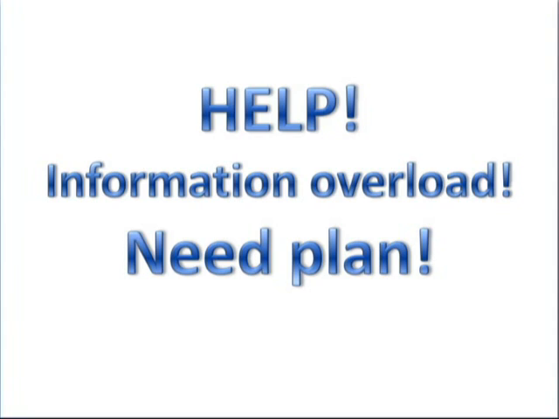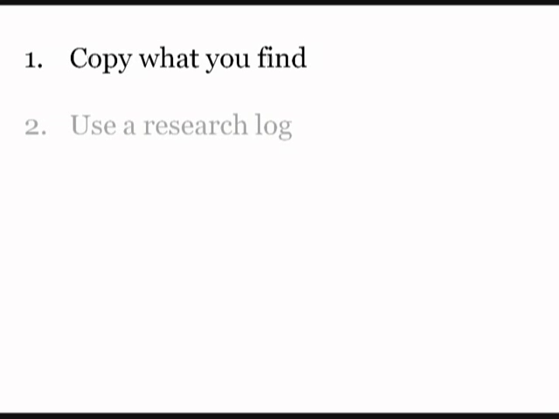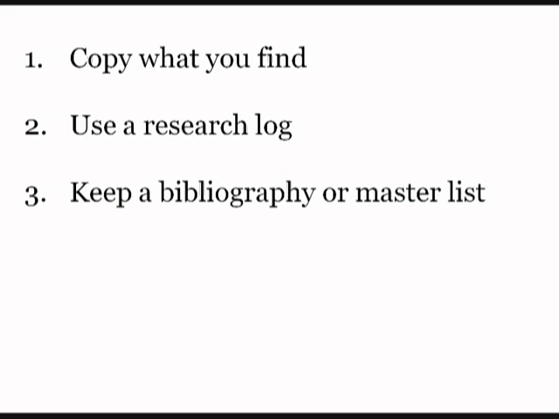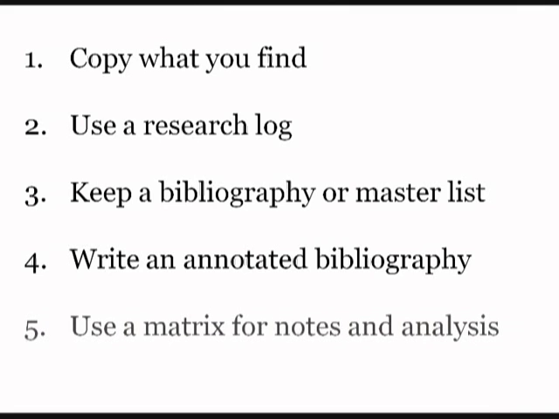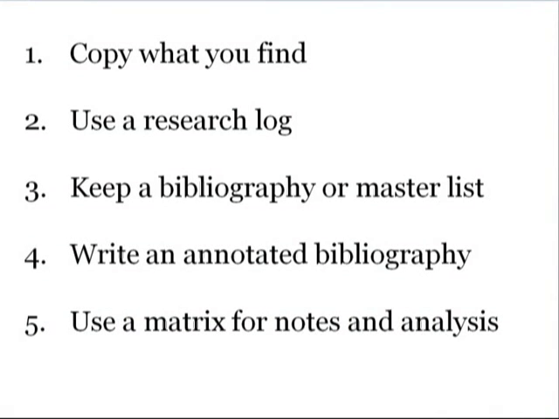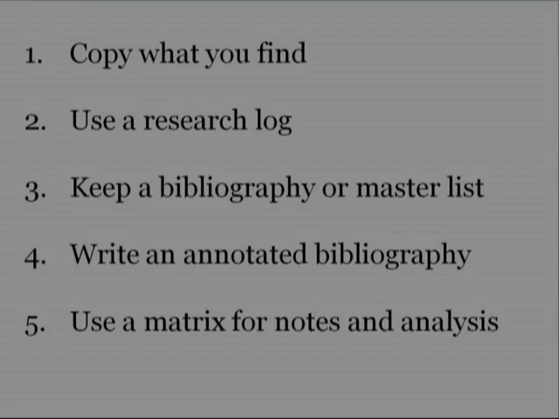Today we're going to talk about 5 strategies for organizing your information and beginning to analyze it. The first strategy is to copy what you find onto paper or into a file on your computer. 2, use a research log to map where you've been. 3, keep a detailed bibliography so you have a master list of all your citation information and know where you've been. 4, write an annotated bibliography to help you get back to where you want to go. 5, use a matrix for notes and analysis.